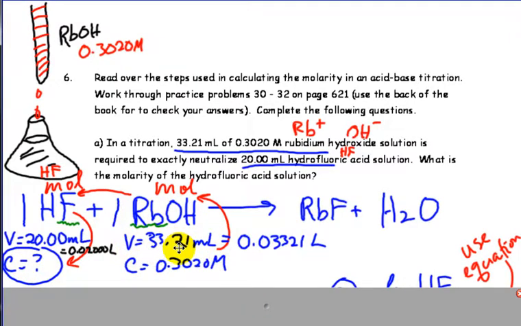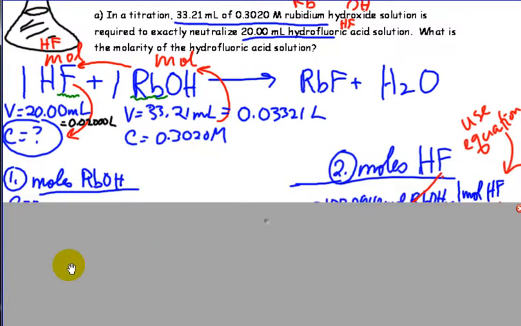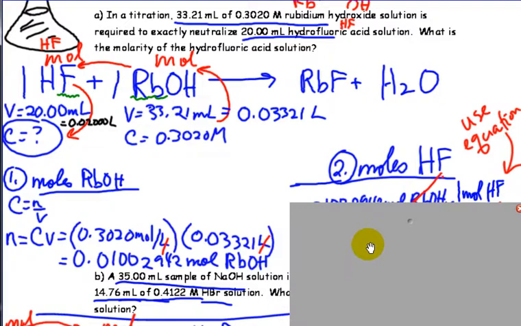Back in Unit 2, we talked about C equals n over V. The concentration is equal to moles per volume. So I could determine how many moles of rubidium hydroxide I have. Use the balanced equation to figure out how many moles of HF would be required. And then from there, use the C equals n over V equation again to figure out what the concentration of that is.